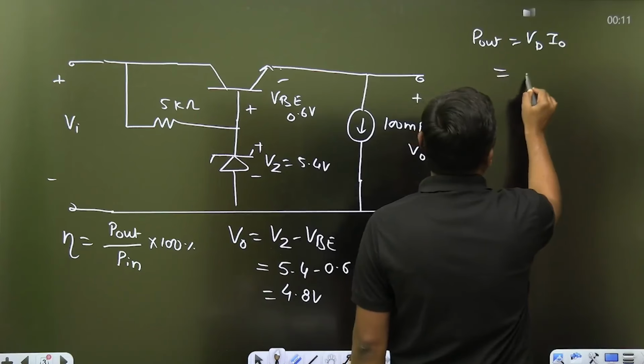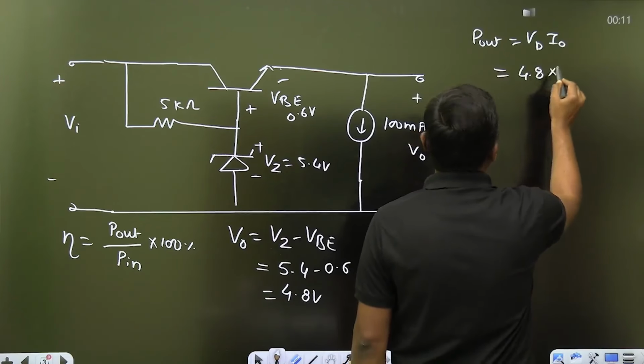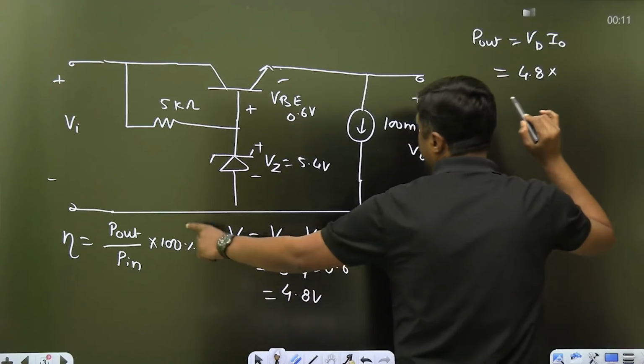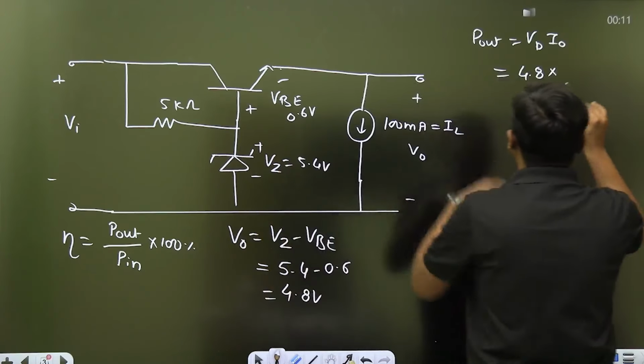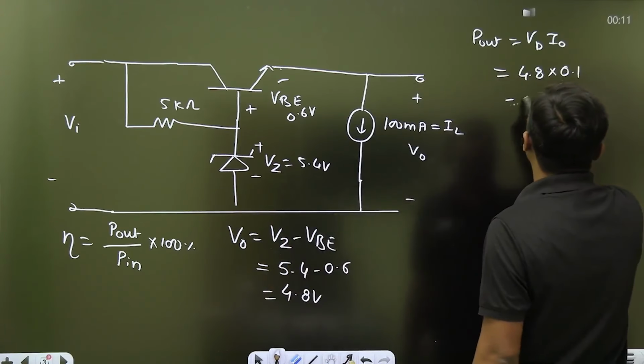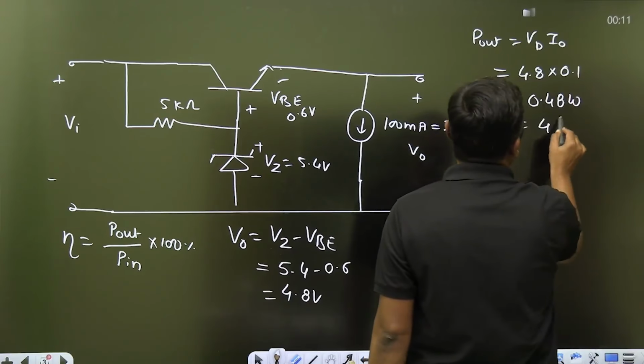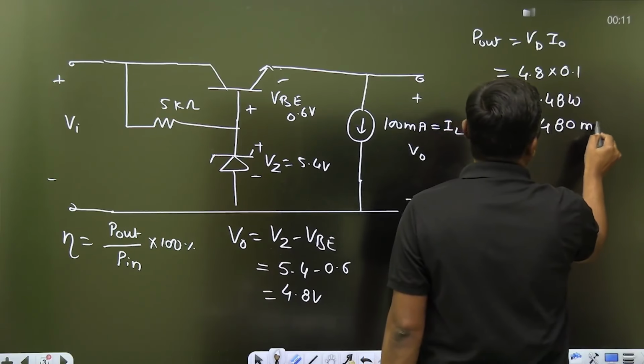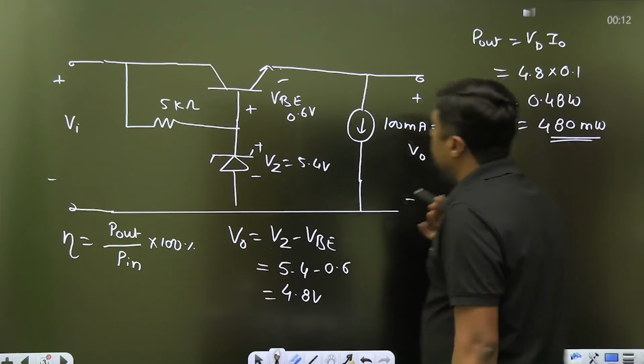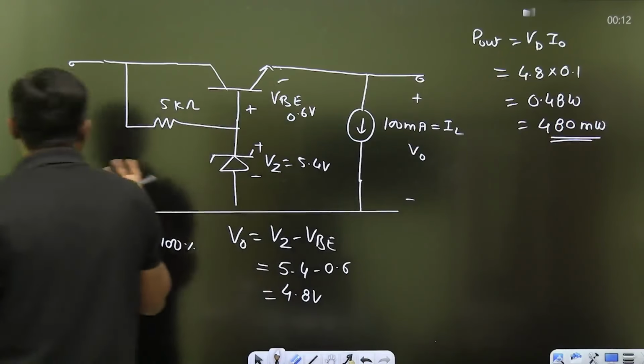So this is the output voltage, the regulated voltage, 4.8 volt. So that will become 4.8 into 0.1, because it is in milliampere. Milliampere means 0.1 ampere. So this is 0.48 watt, or you can say 480 milliwatt, is the output power.